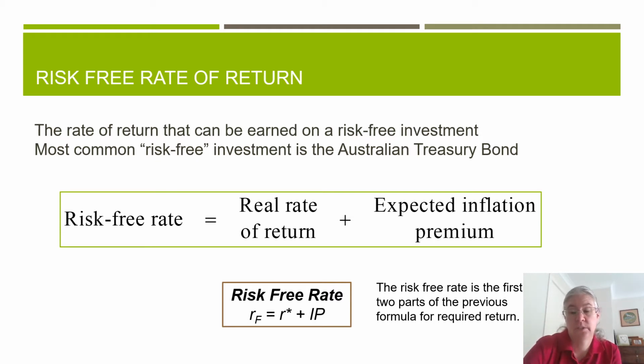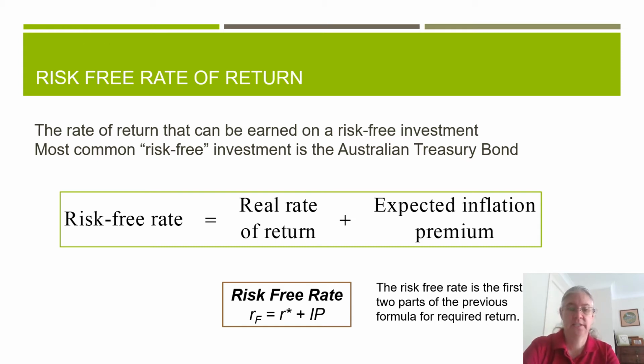What do we use to represent the risk-free rate? Well, here we've got the Australian Treasury bonds. So these are our government bonds. They're considered to be extremely low risk. So we would use that rate for our risk-free rate.